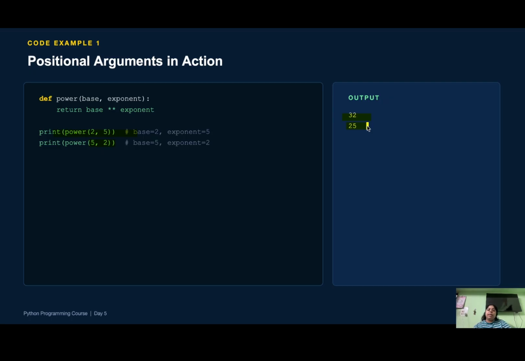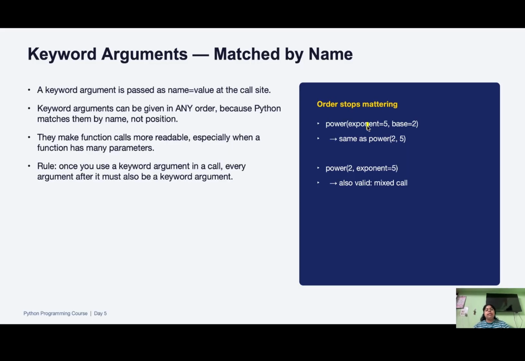The calculation completely changes. Keyword arguments are matched by name. A keyword argument is written as name equals value at the call site. What is a keyword now? A keyword argument is a kind of argument where you write the parameter name explicitly, like when you are using name and putting the value. For example, when using the power function, you write exponent=5 and base=2.